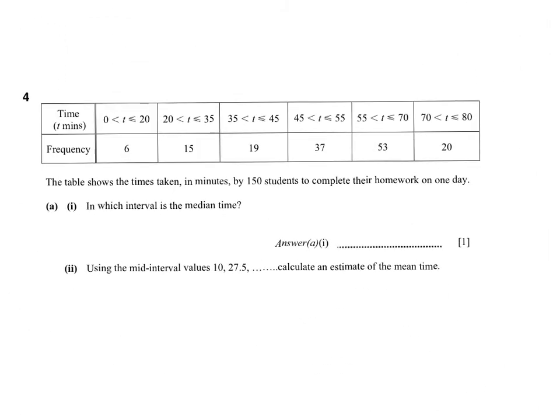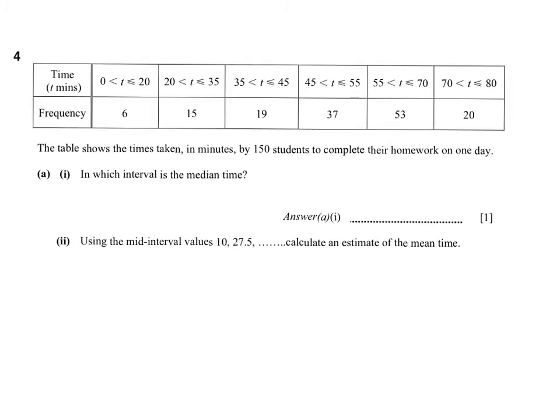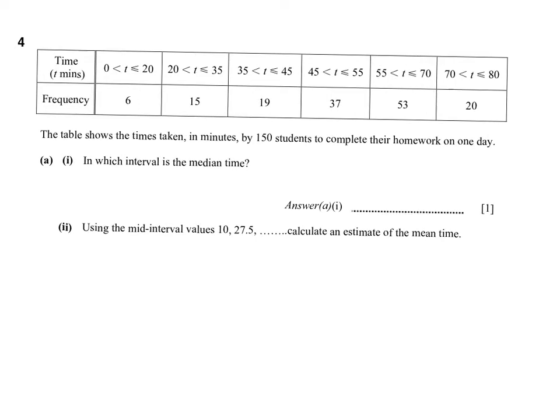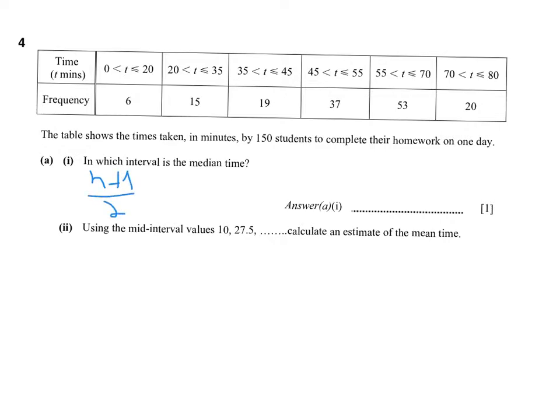Question 4, statistics. Okay, so we're going to be looking at a frequency table here with some time intervals, and we're going to have to answer some questions. In which interval is the median time? So 150 students, I can do the n plus 1 over 2 formula. So that's 151 divided by 2 is like 75 and a half. So where is the 75 and a half student, or in other words, the 75th and the 76th student?